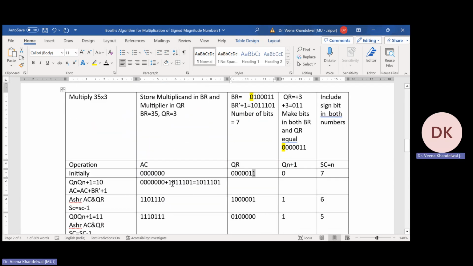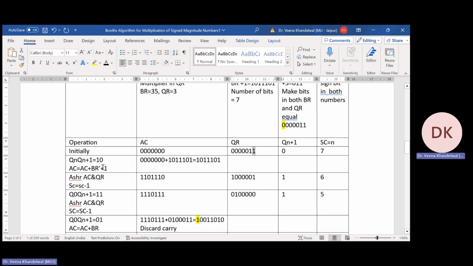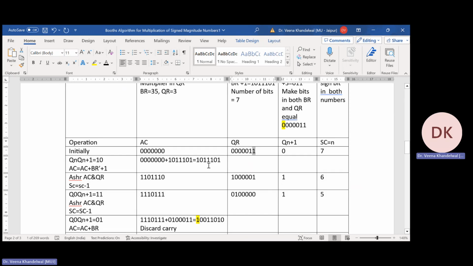So what we perform here is AC plus BR complement plus 1. BR is this number, and BR complement plus 1 is this number. So we add this complement to the accumulator and we get the result. After adding the 2's complement, we perform arithmetic shift right. When we perform arithmetic shift right, we just repeat the first number because it shows the sign bit, and then shift right. So this one goes here and this one goes here, and we decrement the sequence count.